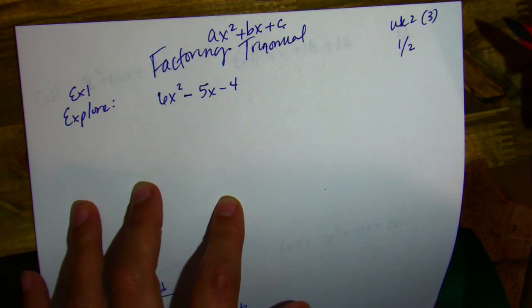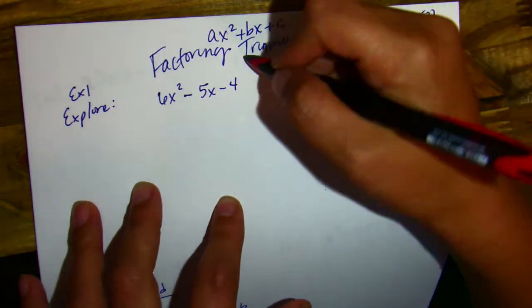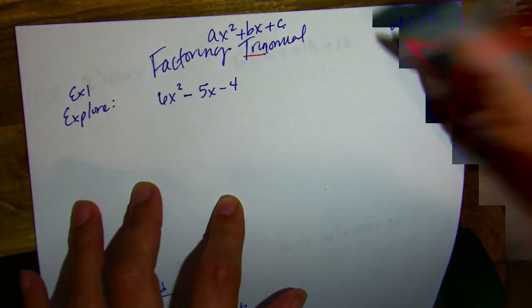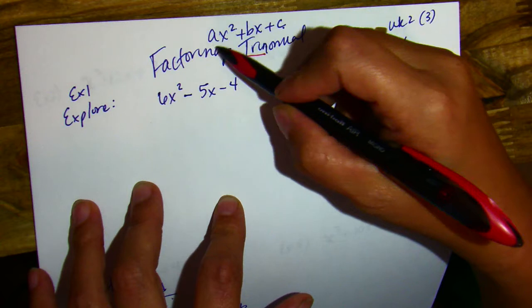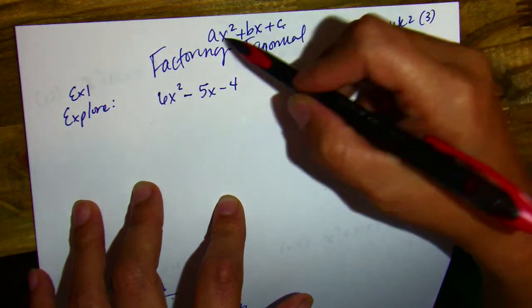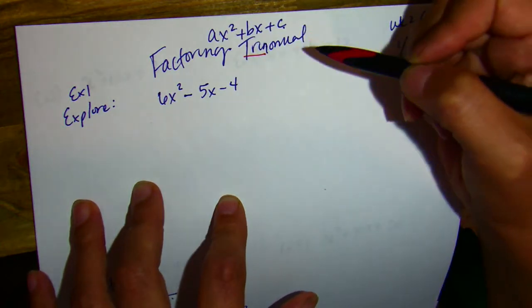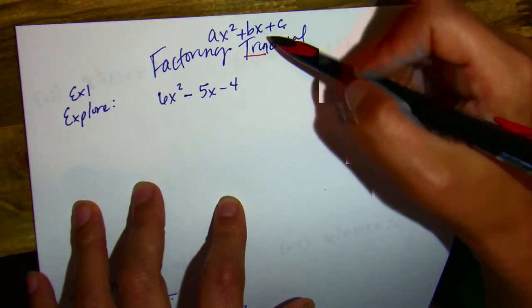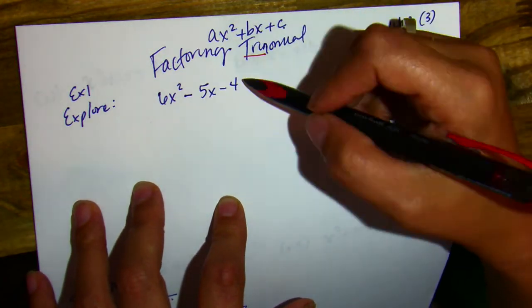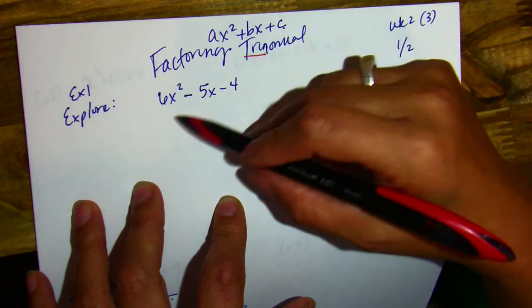Okay, everybody, we have factoring trinomials. If you remember, trinomials are three terms. This is what we call its formal presentation, where we have ax squared plus bx plus c, where a, b, and c are numbers. It's possible for a term not to be here, but typically if factoring a trinomial, you're going to have three terms. So let's look at this.